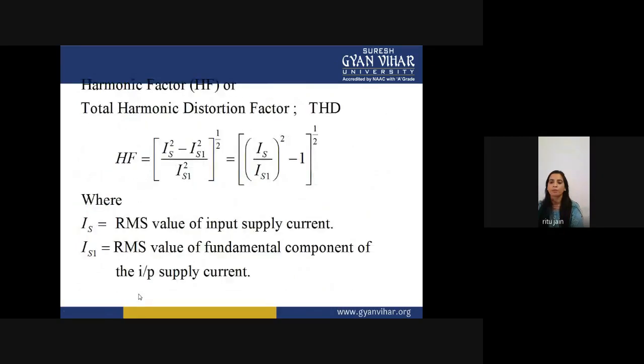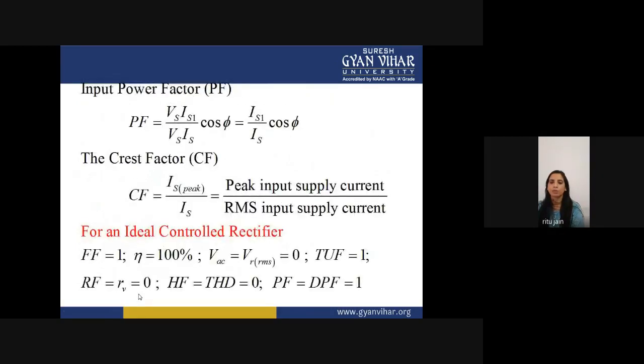The total harmonic distortion must also be 0, because we don't require any kind of AC component in our output voltage. Total harmonic distortion is totally related to the AC component in your output voltage, and the power factor should be equal to the TUF, equal to 1. So these are the ideal components of your rectifier.